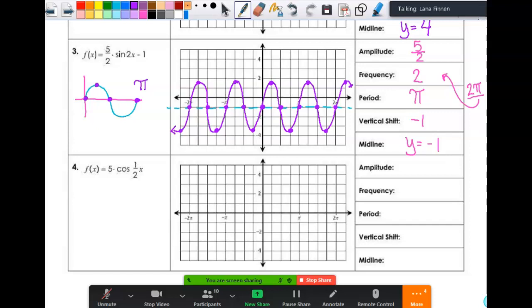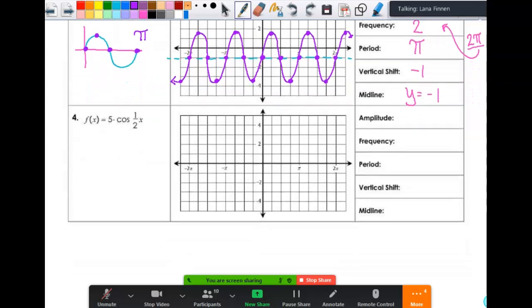So hopefully filling out this stuff over here is pretty simple for you at this point. Our amplitude is 5, frequency is 1/2. What does that make the period? 4 pi, very good. Vertical shift is 0, so your midline is y equals 0.